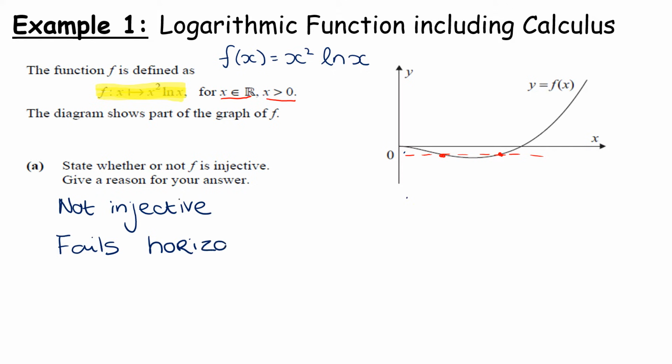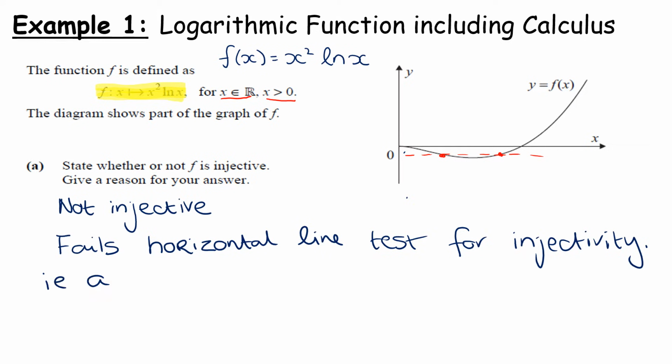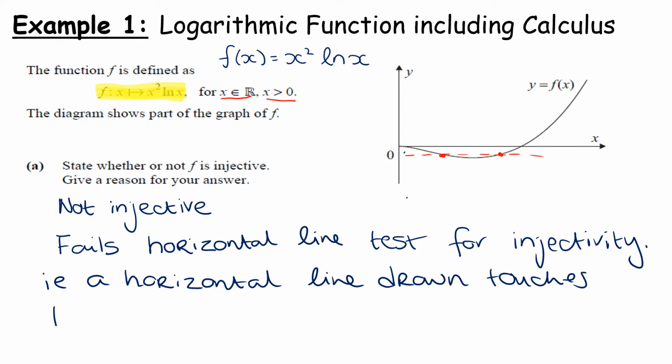And remember that there is a horizontal line test for both injective and surjective, so you need to go deeper and explain it and test for injectivity, i.e. a horizontal line drawn touches the graph more than once. That's enough. More than once. And just make sure if you are using that horizontal line test, you show the horizontal line on the diagram.